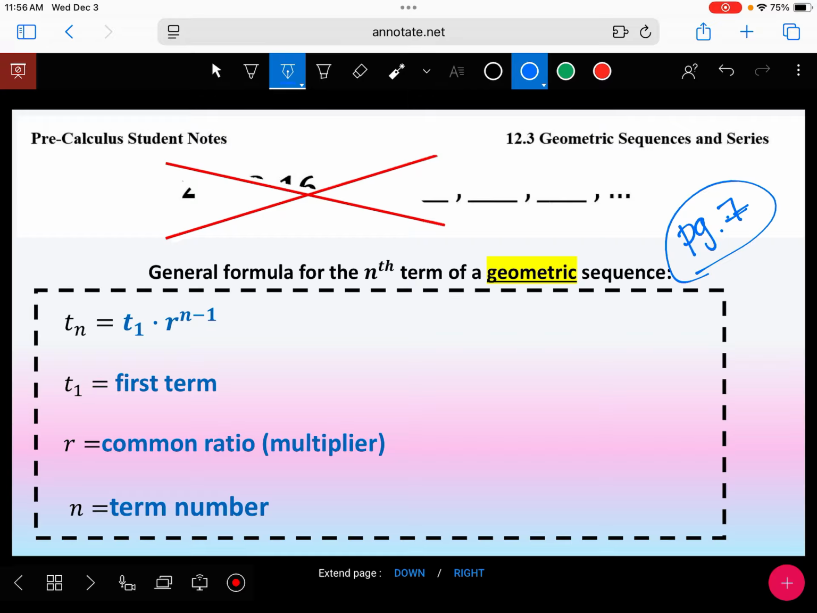So it doesn't matter if it's arithmetic or geometric. You need to know the first term. The R value is what I'm multiplying by. Because arithmetic is addition, but geometric means we're multiplying to get to the next number. So not adding to get to the next number, multiplying to get to the next number.